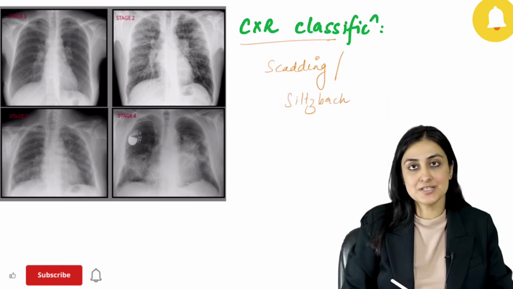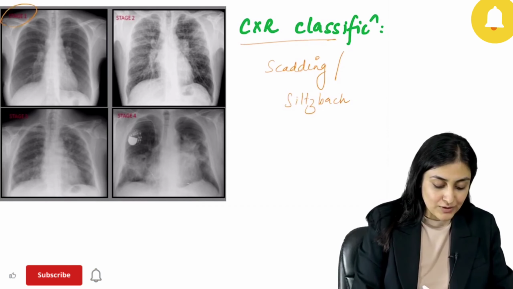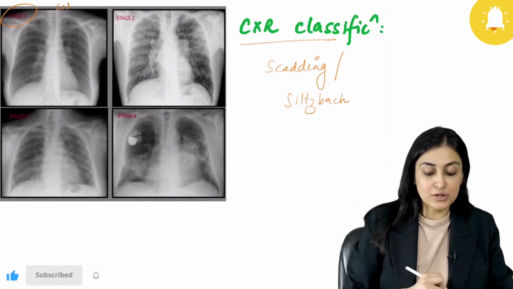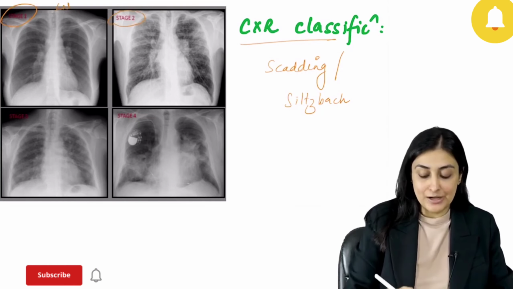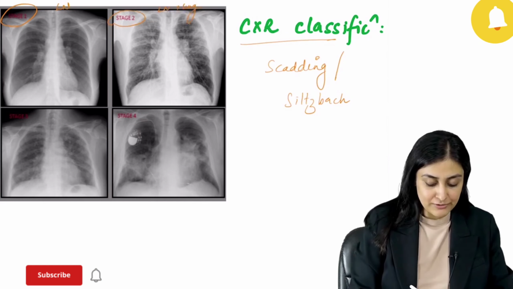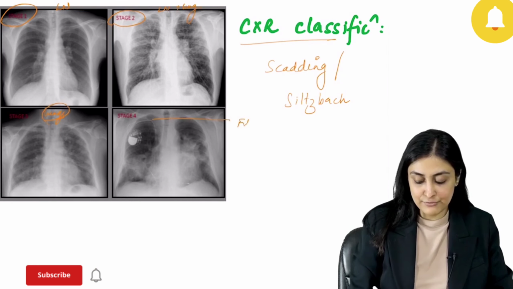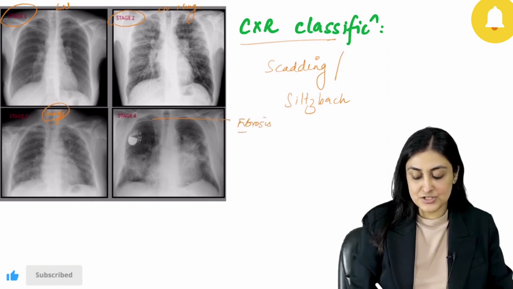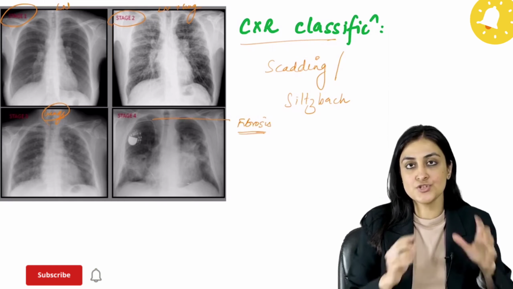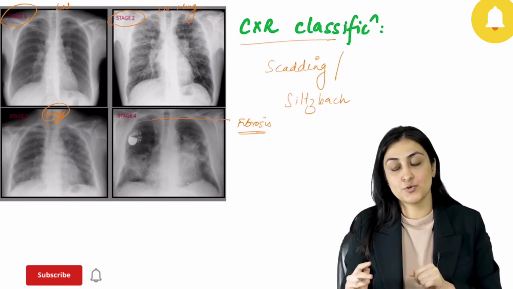So this is the Scadding classification, wherein you have 4 stages. In stage 1, you will have lymph nodal involvement. In stage 2, you have lymph nodes plus the lungs which are involved. In stage 3, you have predominantly lungs which are involved, and in the final stage, you just have fibrosis. So these are 4 stages which have been described for sarcoidosis: lymph nodes, lymph nodes plus lung, lung alone, and fibrosis.